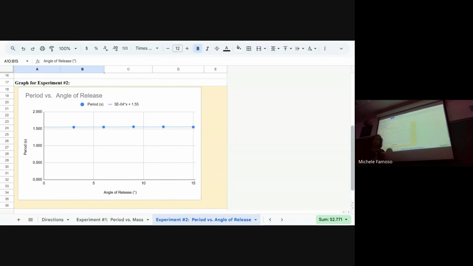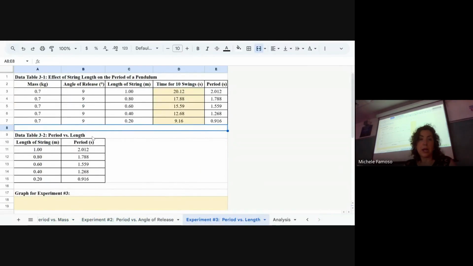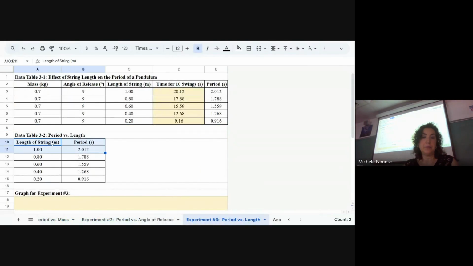All right, you want to try number 3? Try number 3 on your own. This will be the graph of period versus length.